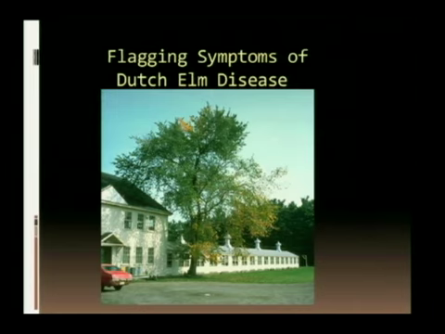If you notice at the tippity top of that tree, there's a yellow branch that stands out amongst the green foliage. That's a symptom of Dutch elm disease. The yellow on the bottom right-hand side of the tree is also symptomatic. We call it flagging symptoms of elm trees. This tree is in an early state of decline.